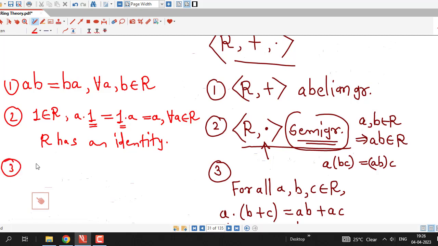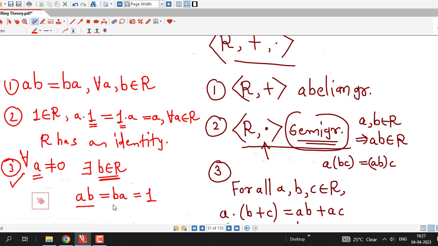Identity of ring R is considered as identity with respect to the multiplication operation. And suppose for every non-zero element, say A, in ring R, there exists another element B in the ring R such that A into B equal to B into A equal to 1, and this B is called the inverse of element A. So this is true for all elements which are different from the additive identity or 0 in ring R. What is the meaning of this? Every non-zero element in a ring R has a multiplicative inverse, or has an inverse with respect to the multiplication operation.